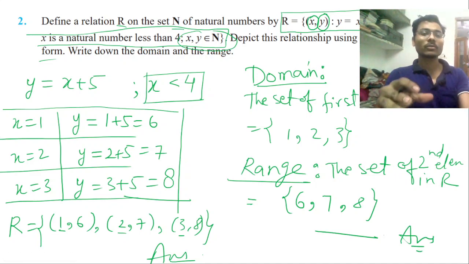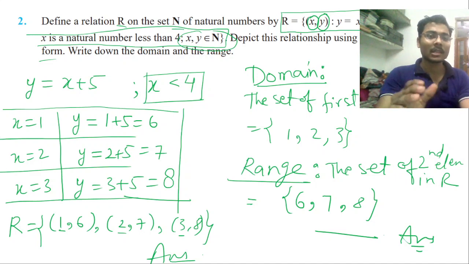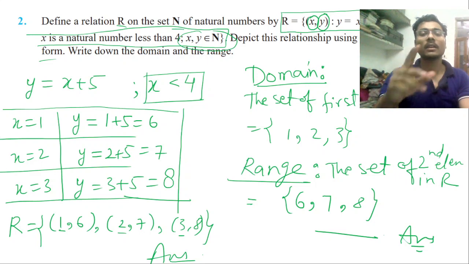Let me summarize this question. The question is: define a relation R on the set of natural numbers given by R equals (x, y) such that y equals x plus 5 and x is a natural number less than 4, and x and y belong to natural numbers. And we will have to present this relation in roster form and also write down the elements of the set of domain and range.